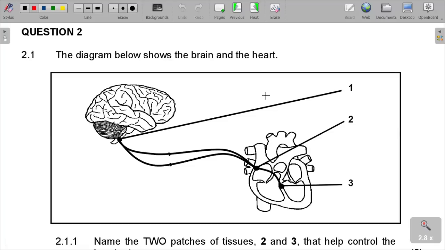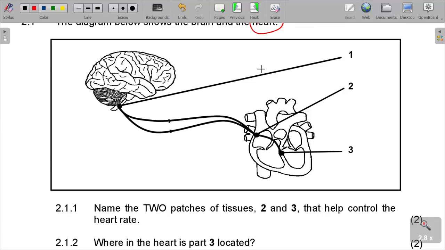And then our next question, 2.1.1. It's a diagram that shows the brain and the heart, as shown there. So we can see that the brain and the heart are connected. The first question is saying, name the two patches of tissue, 2 and 3, that help control the heart rate.